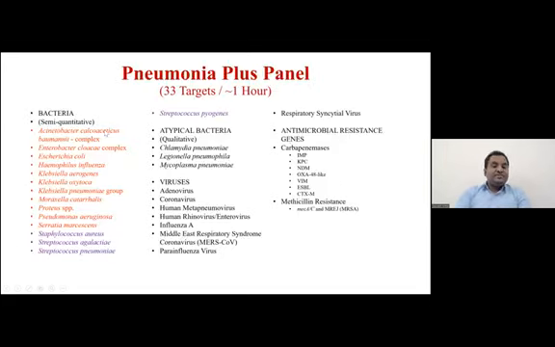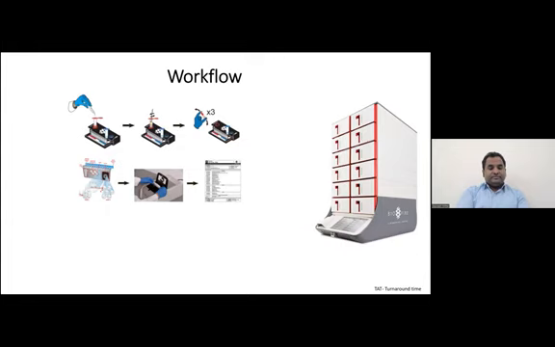It has 15 bacteria, which are the common pneumonia-causing bacteria. It has 3 atypical bacteria, that is Chlamydia, Legionella, and Mycoplasma. It has 8 viruses, and it has 7 antimicrobial resistance genes. So with this one panel, you are able to identify the common bacteria, atypical bacteria, and common viruses, and if you identify any of the bacteria, you can also find if there is a resistance gene. This pneumonia panel is most often used for ICU patients with hospital-acquired or community-acquired infections, for the appropriate antibiotic therapy for these patients.